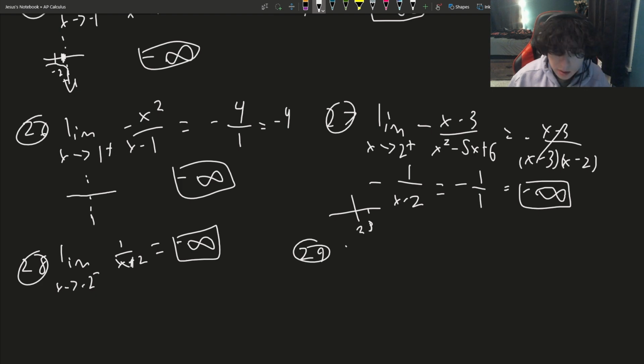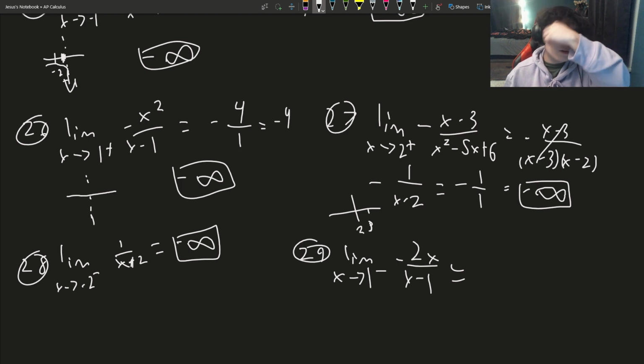29 is the limit as x approaches 1 from the left of negative 2x over x minus 1. You can't plug it in the bottom, so we do a sign analysis test. Coming from the left, so it would be like negative. No, you could even put 0. I just noticed you can't put 0. No, I don't think you can put 0. Actually, you can.